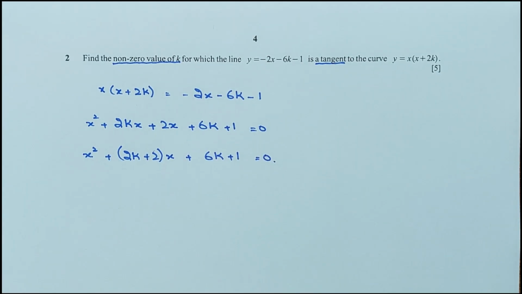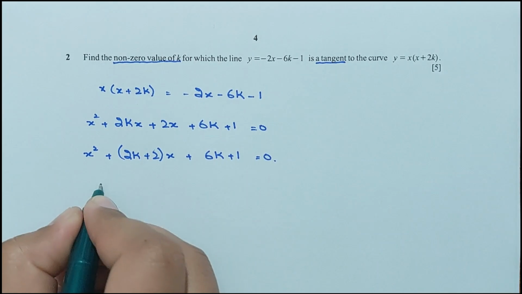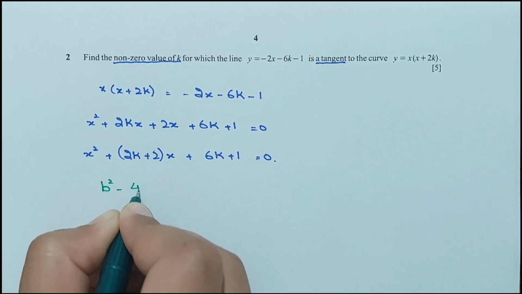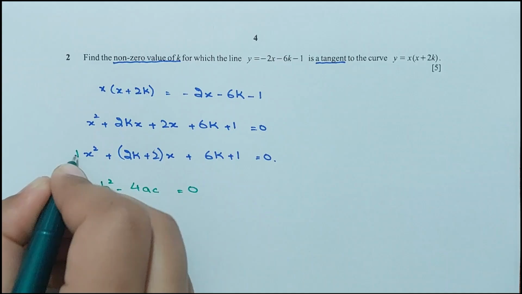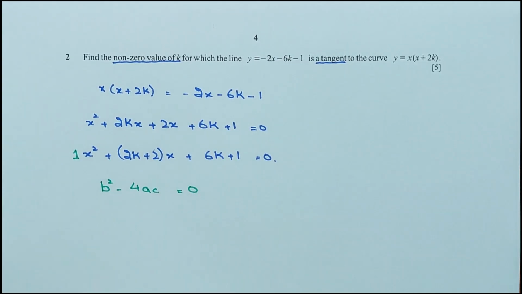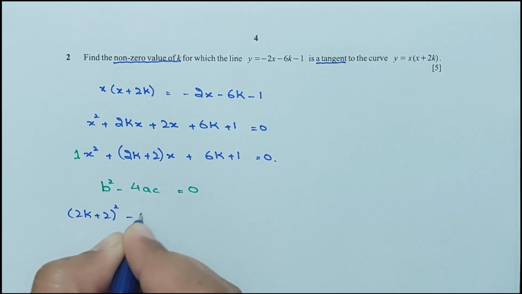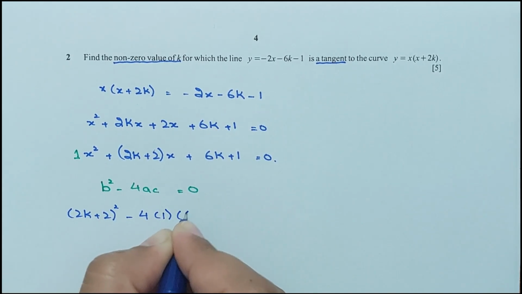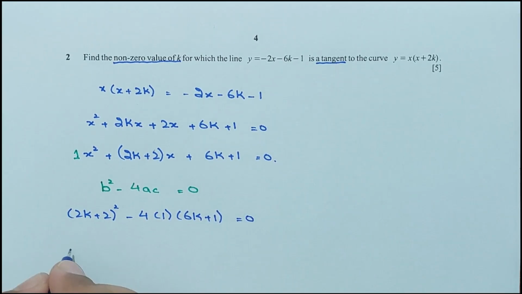As we know, it touches the curve at exactly one point. Exactly one point means its discriminant should be equal to 0, right? The discriminant is b squared minus 4ac. This should be equal to 0. This is a, this is b, and this is c, right? So b squared, which is (2k plus 2) squared, minus 4 times a and c, is equal to 0, and we have to solve for k.